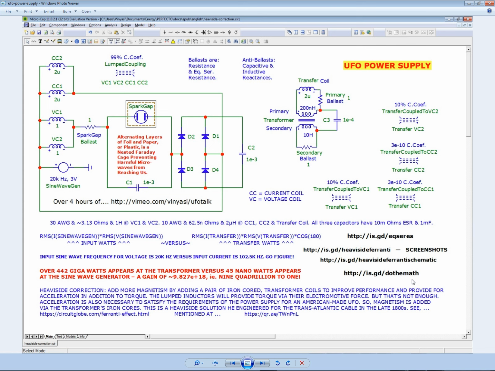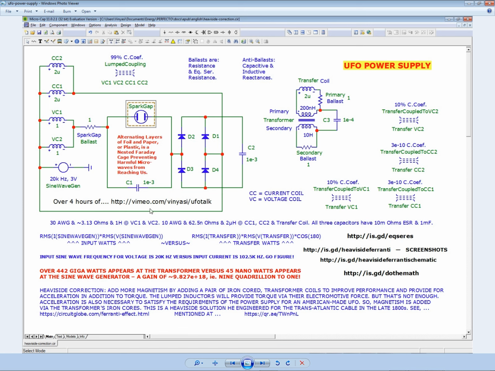And this video is very long. I used to call it something else. I haven't uploaded it yet, but when I do, I'm going to make this the shortcut. Vimeo.com/Vinyasi/UFO talk. Earlier in this video I said motor talk, but it's not a motor. Whoops. So it's now UFO talk. Over 4 hours. I have no idea how long, it may be 5 hours by now.